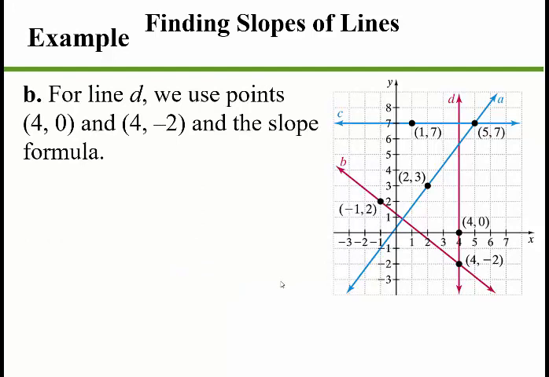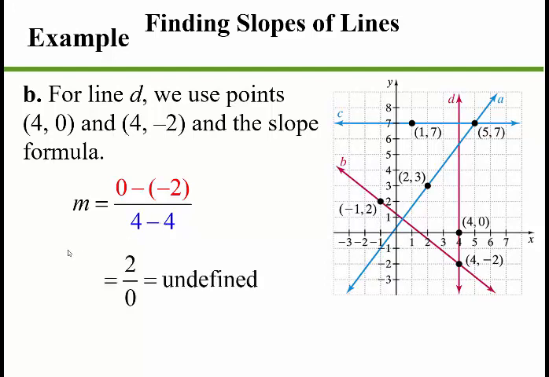The same thing here for line D. We use the points (4, 0) and (4, -2) in the slope formula. So m is equal to 0, and then put its corresponding x value here, 4, minus -2, that's a double negative, and put the corresponding x value for -2, which is 4, here. So my slope becomes negative, negative is positive, so 2 divided by 4 minus 4, which is 0.